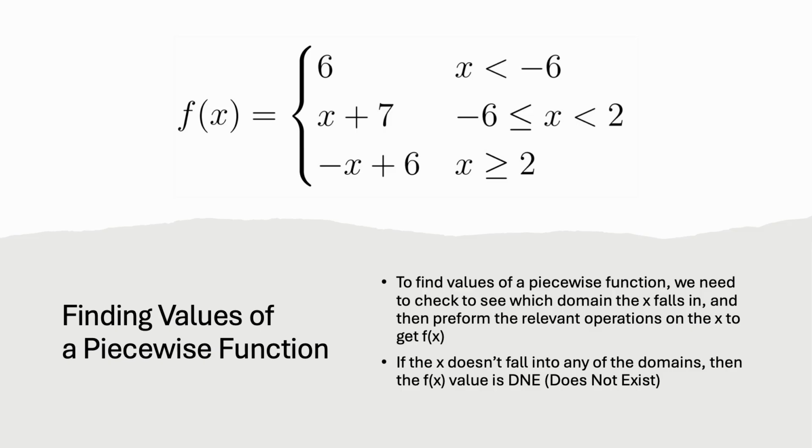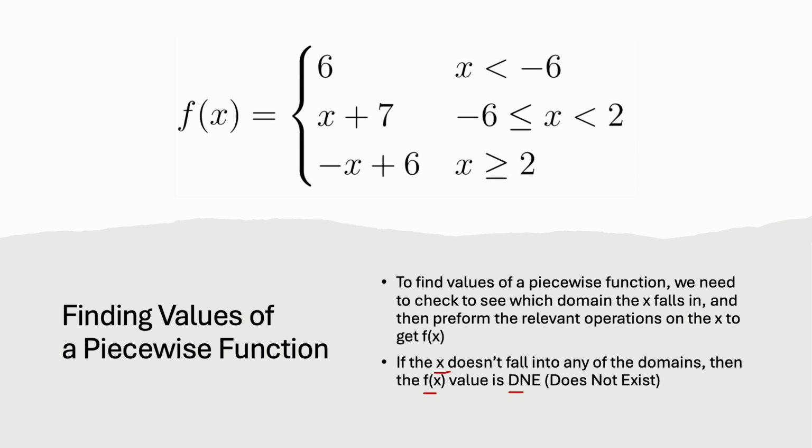So, finding values of a piecewise function. To find values of a piecewise function, we need to check to see which domain the x falls in, right? And then perform the relevant operations on the x to get the function. But, and this is an important thing to note, if the x doesn't fall into any of the domains, then the f of x value is DNE, which means does not exist, because there's no function to operate on, right?